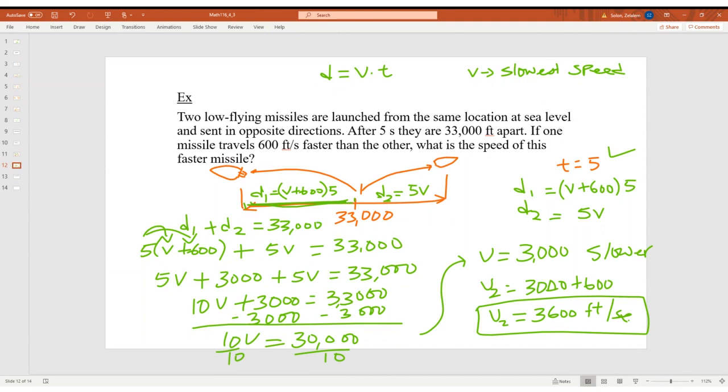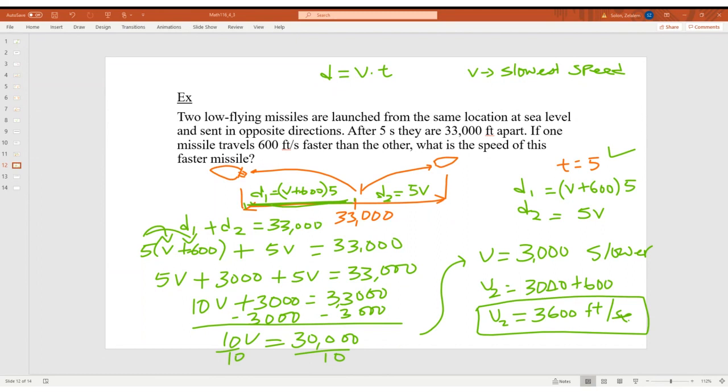Okay. Any question on this example? Does the graph help? I hope I didn't make it more complex. So the graph should give you some insight into the problem. It will clearly show you the two are going in opposite directions, and the distance between the two becomes 33,000 feet when the time is 3 seconds.